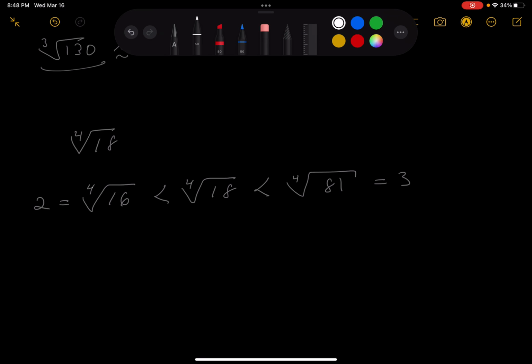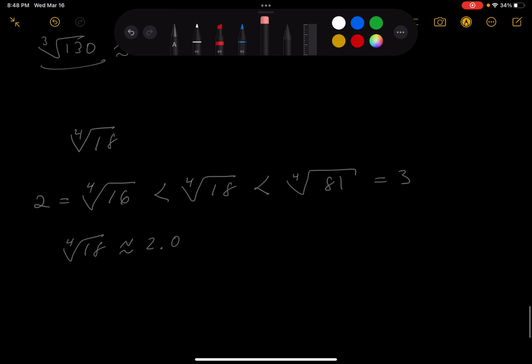I hope you know by looking at it that this is certainly closer to 16 than it is to 81. So the fourth root of 18 is going to be close to 2, close to 2 point something. What I mean by that, something close to this over here. It's not going to be anywhere near 3, right? But I still want to go through it with you, all right? So I'll write this over here.